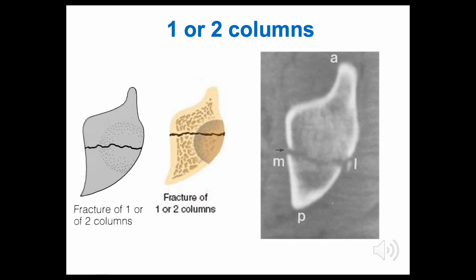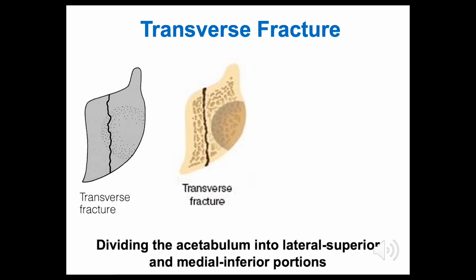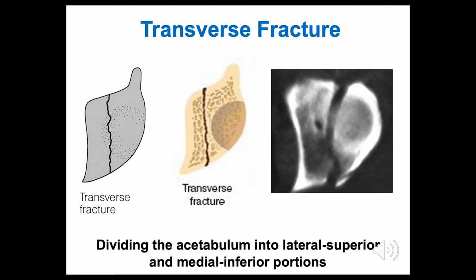In cases of fracture of one or of two columns, the fracture line orientation is horizontal and would be seen traversing from medial to lateral through the weight-bearing dome. Whereas in cases of transverse fractures, the fracture line would have an anteroposterior or vertical orientation and would be seen crossing anterior and posterior columns and dividing the acetabulum into lateral superior and medial inferior portions.